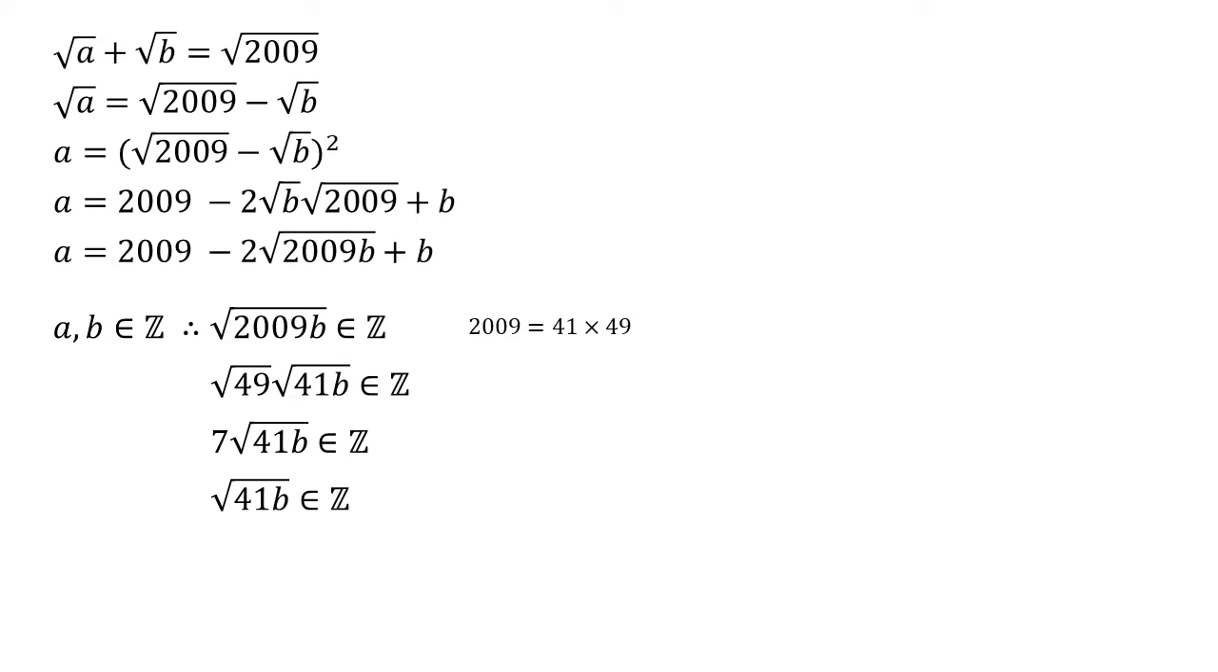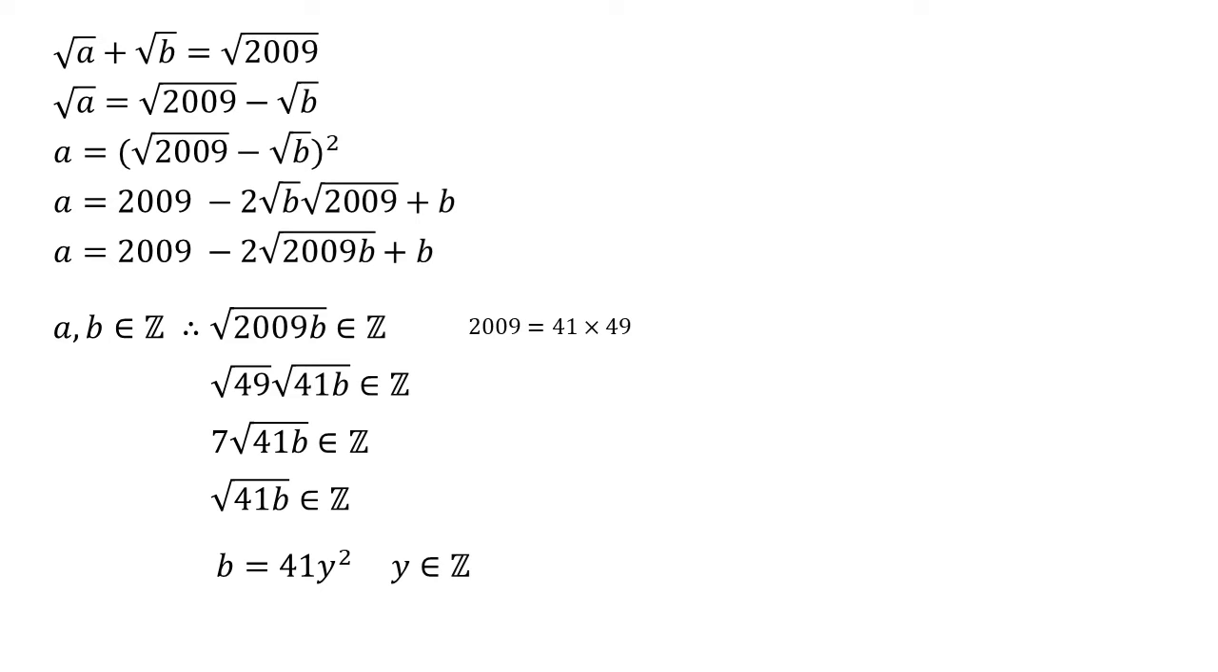Now for this to be the case, 41b must be a square number. 41 is prime, so the only way 41b is going to be a square number is if b itself is equal to 41 times another square. So we can say that b is equal to 41 times y squared, where y is an integer.